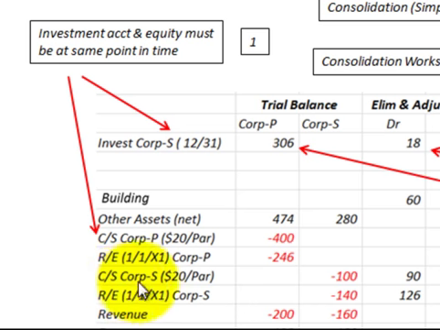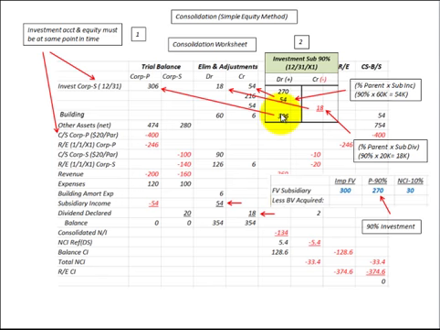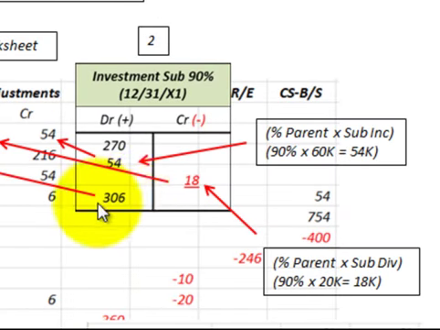And our equity accounts for the subsidiary are based on the January 1st of the year of X1. So what has to be done is this: an investment account and the equity account have to be at the same point in time. So we have to adjust this investment account back to the first of the year, or January 1st of the year. Our investment in the sub on the end of the year on 12/31 is sitting at $306,000, and we have to bring it back to $270,000 at the beginning of the year, or January 1st of the year.